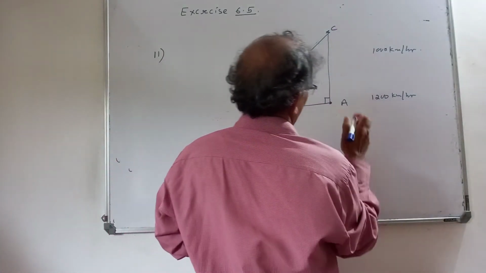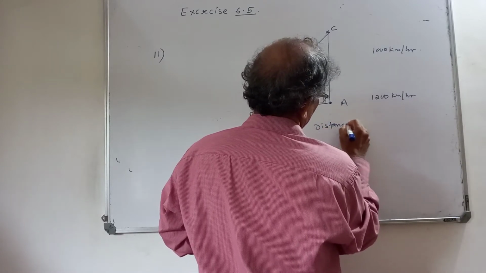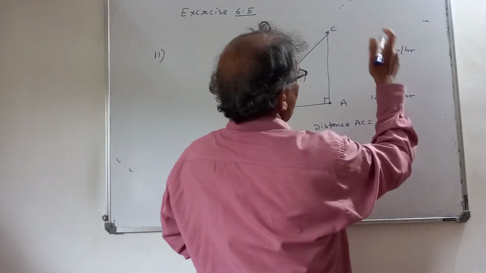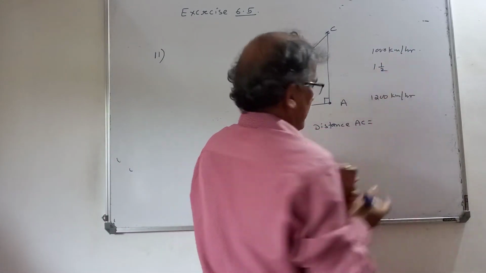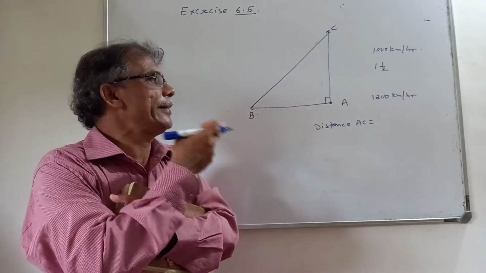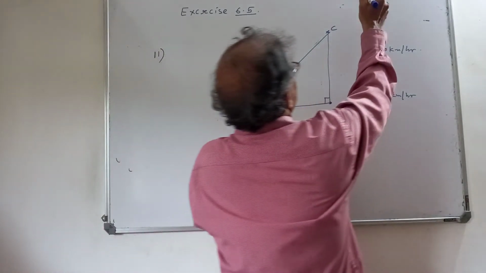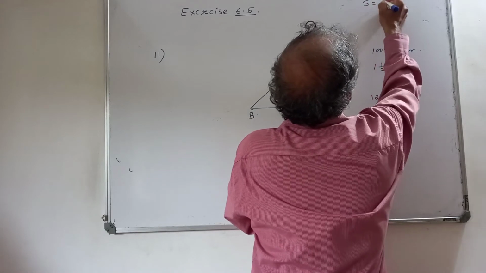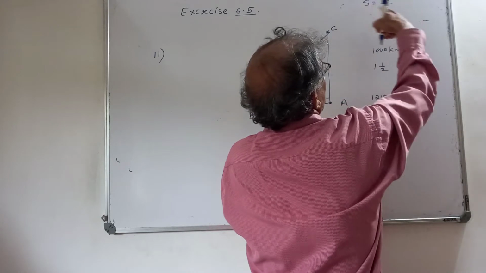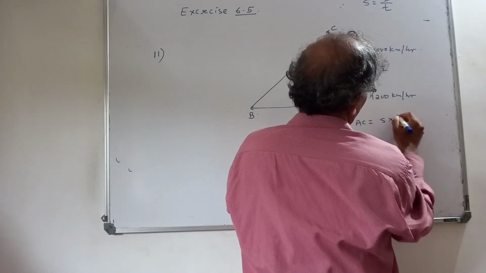Now, the distance AC. If you know the speed, and the time, how much? 1.5 hours they travel. Both aeroplanes travel for the same time. So if you know speed and time, what is the distance? In 9th standard you studied the formula speed is equal to distance upon time. So distance is equal to speed into time. So distance AC is equal to speed into time.